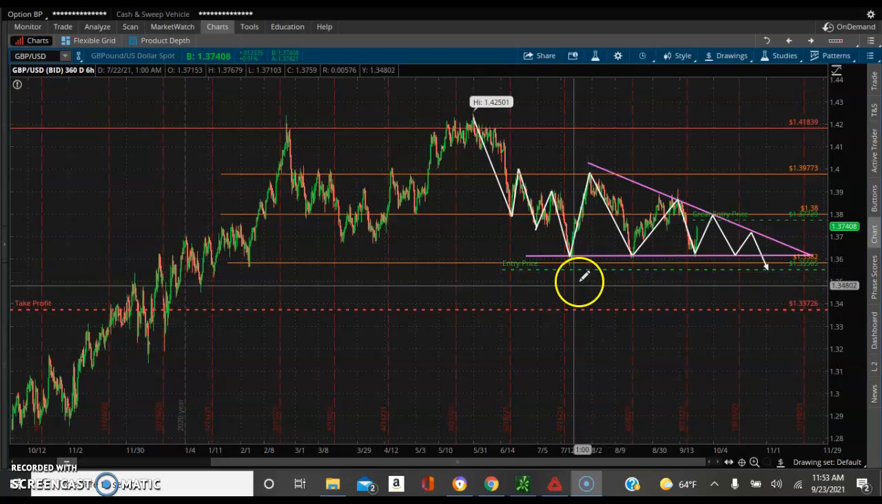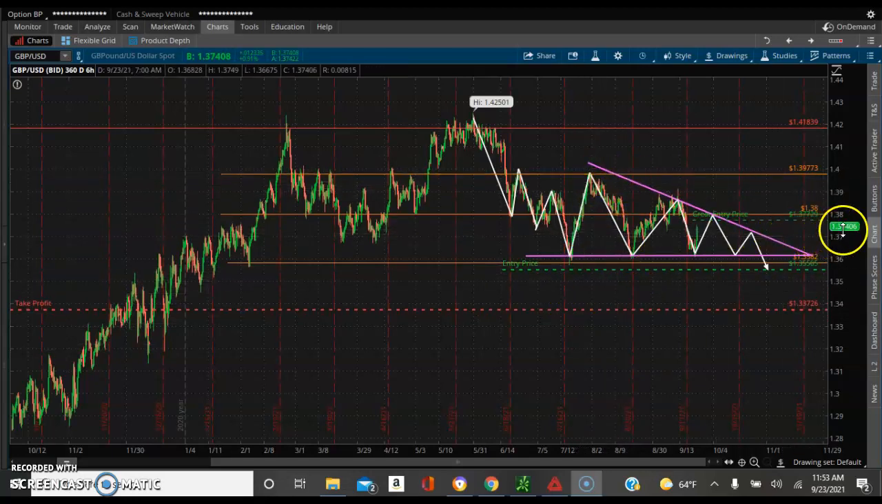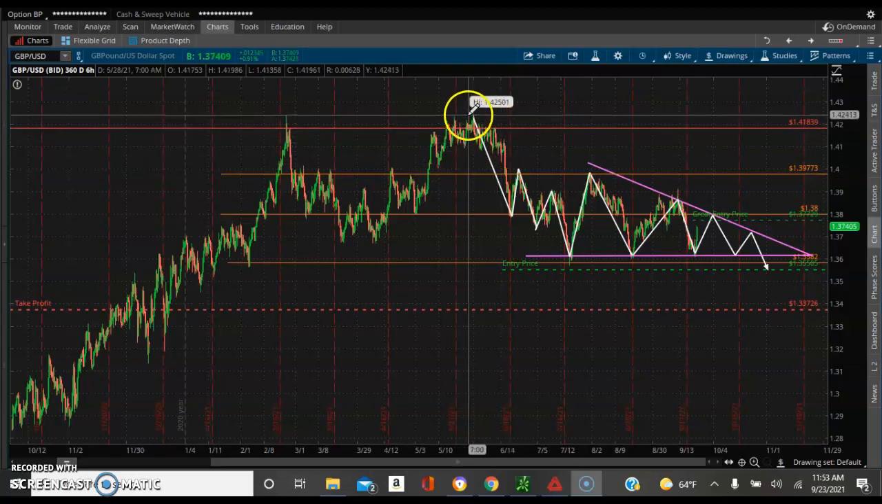So right now the market is currently at 37.40, so I do expect it to run up to the 1.38 resistance level. As you can see, it was this old resistance level here, old support here. There's a resistance here, and there's the resistance here, and there was the high.